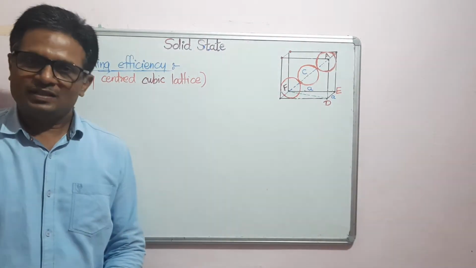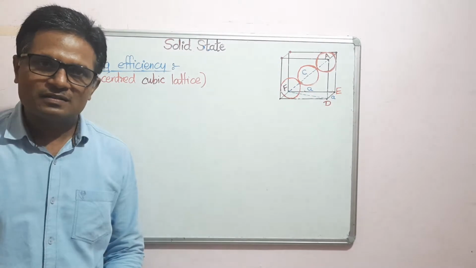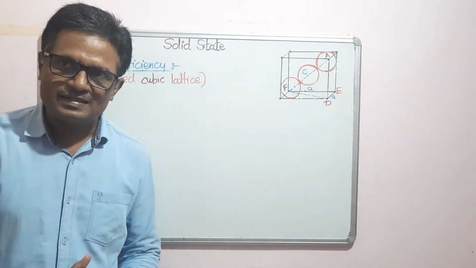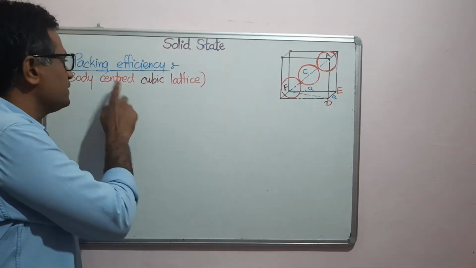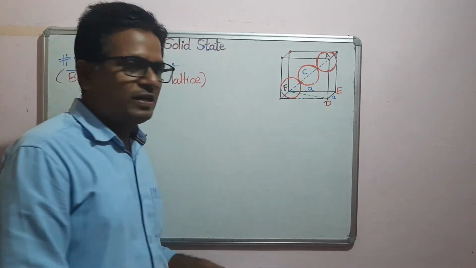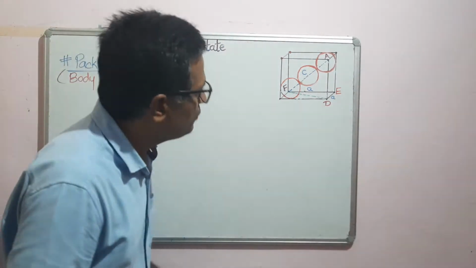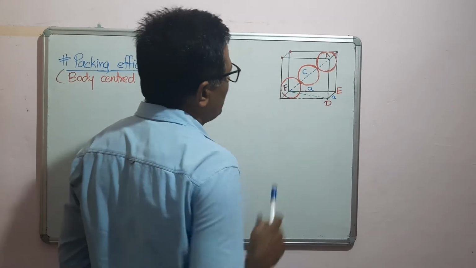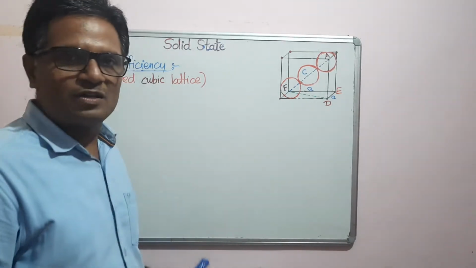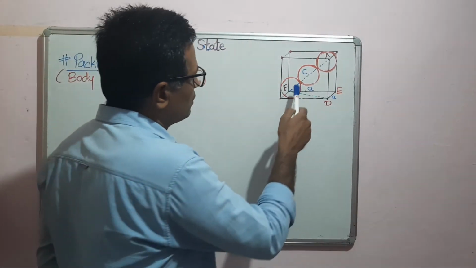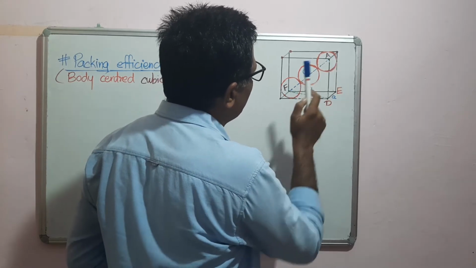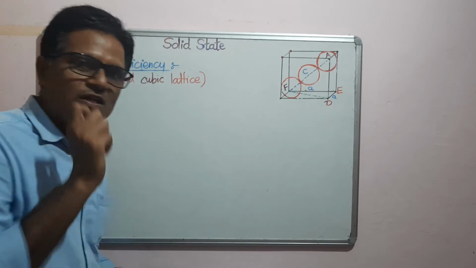Hello students, in this video we are going to discuss the packing efficiency in case of the second type of cubic lattices, and that is nothing but the body centered cubic lattices. I have shown here the diagram of the body centered cubic unit cell in which the particles are present at the corners as well as in the center of the body. Now I have shown here the two particles which are present at the corners and the one particle which is at the center of the body.